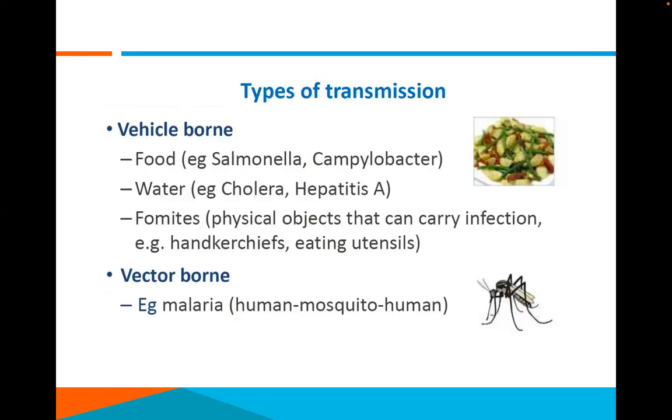So let's look at the types of transmission. You can't talk about types of transmission without looking at how it is done. And we'll start with the vehicle-borne. Some of the vehicle-borne sources of diseases are food, water, and even fomites. And here, fomites are physical objects that can carry infection, like handkerchiefs, eating utensils, doorknobs, staircase rails, tables, and what have you. Vector-borne, malaria. One mosquito can bite one person, and it can bite 4 different people.